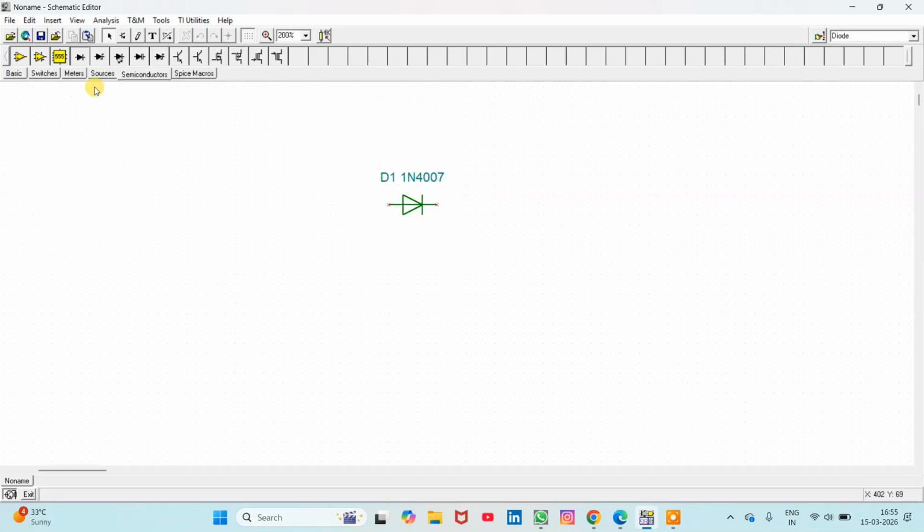Now I'll connect the diode in such a way that it will be in forward bias. As you know, a diode will be in forward bias in a condition where the positive of the diode is connected to the positive of the battery while the negative is connected to the negative of the battery. And here I'm doing the same.